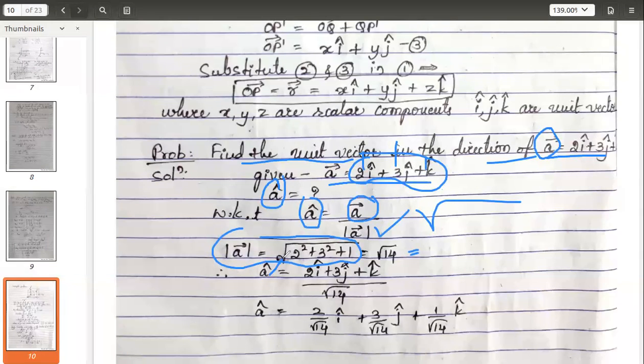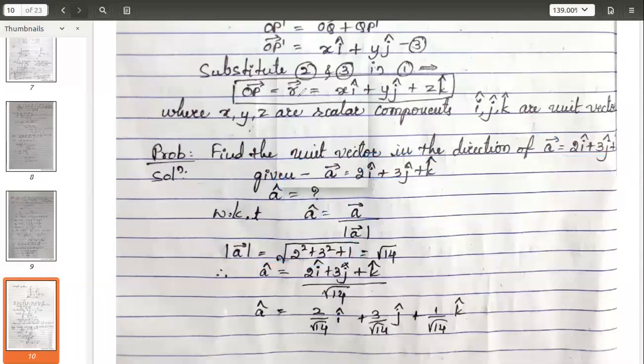So A cap is equal to the given vector divided by the magnitude. Again split this among all three directions: 2 by square root of 14 i cap plus 3 by square root of 14 j cap plus 1 by square root of 14 k cap. This is your unit vector. Simple.